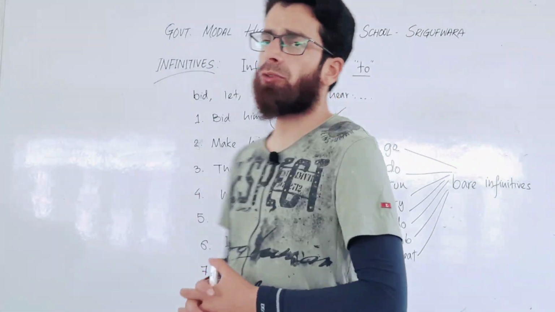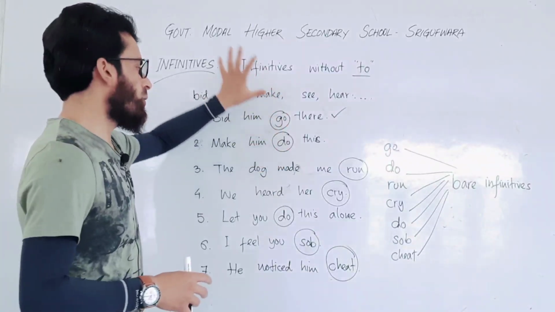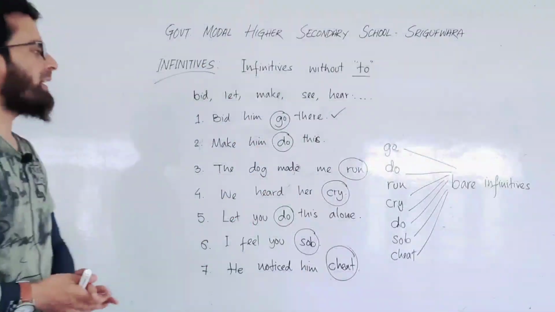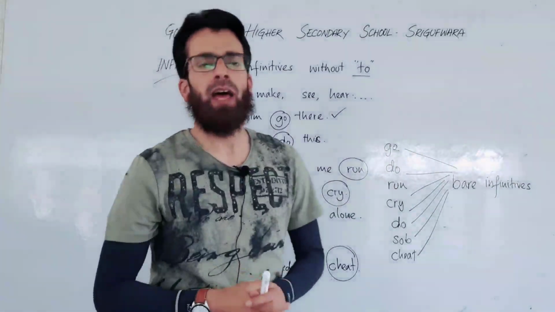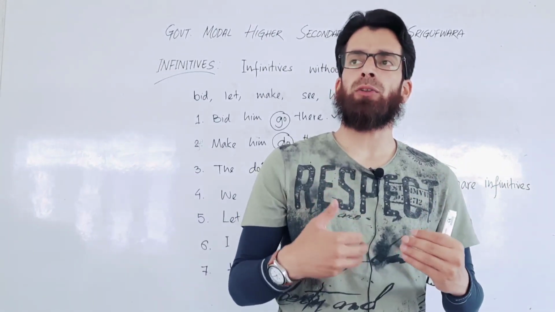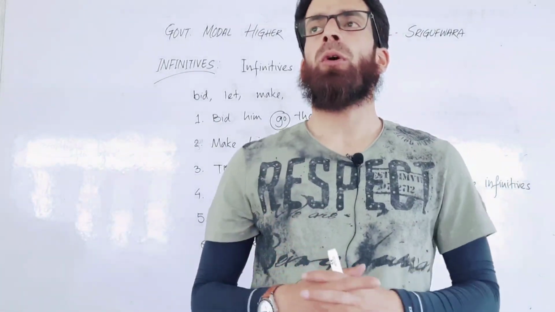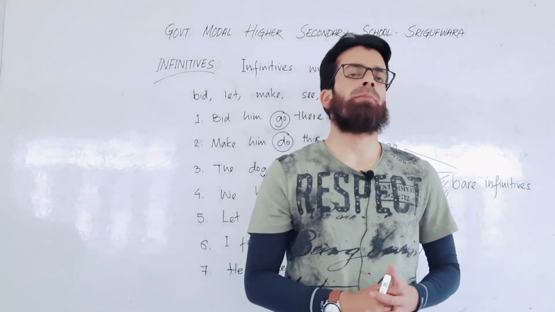And here also you have to remember there are certain verbs, and when an infinitive comes after them you drop that to part of the infinitive. Those infinitives which are used in a sentence without to, we call bare infinitives. So this is all about bare infinitives.